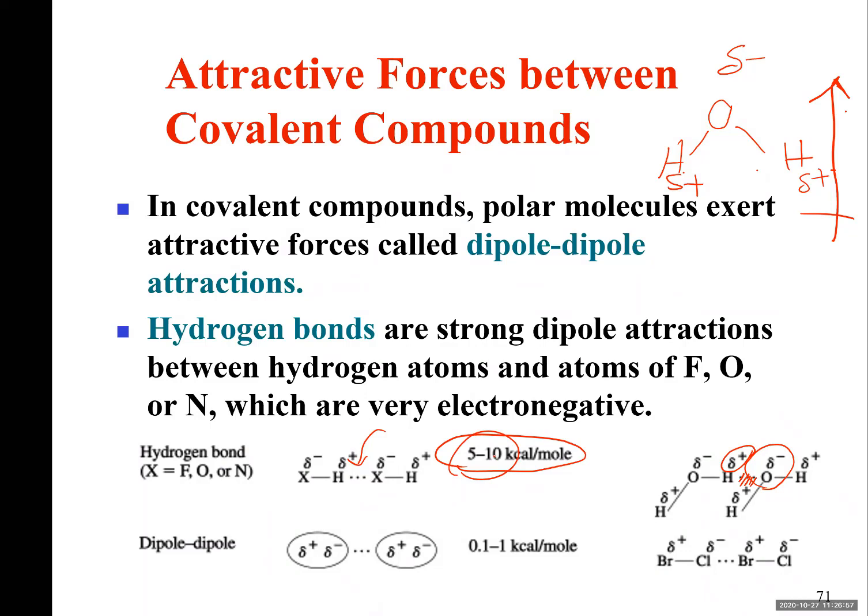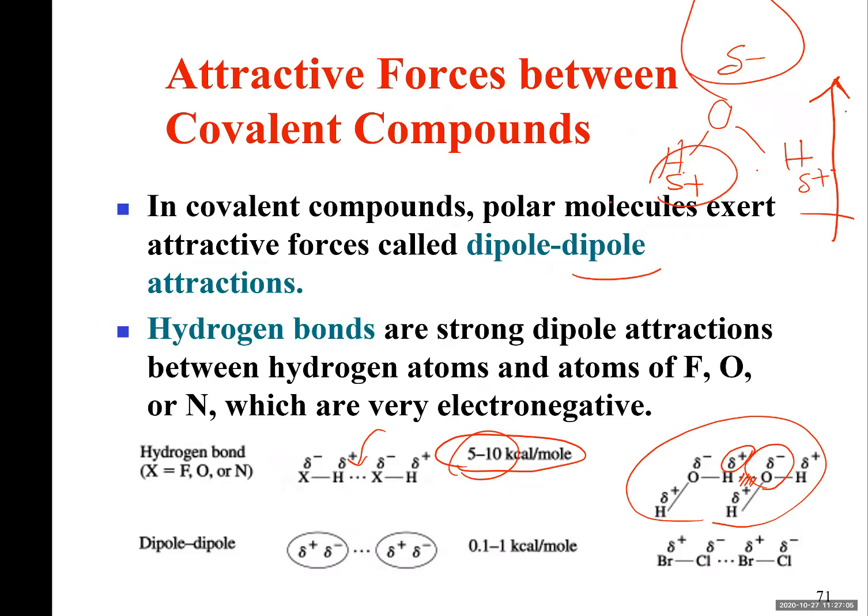And these molecules are polar molecules. That means they have negative and positive end, and we call them dipole. When two molecules with dipole interact together, we call the interaction dipole-dipole. Look, this is dipole-dipole. One end of dipole is attracting the opposite end of another dipole.